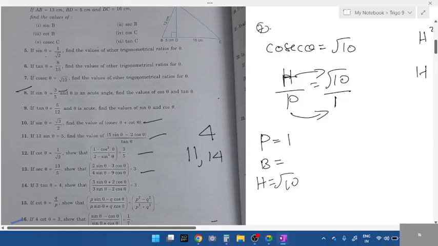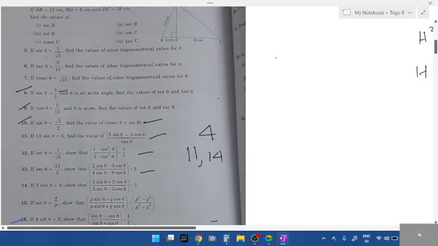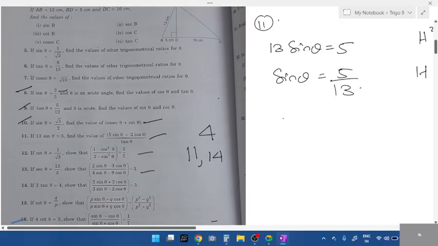Look at 8, 7, 8, 9, 10. Can you see? 11th one, I'll do it. See, in the previous questions, we didn't have any value before the sine formula. Now, in the 11th question, 13 sine theta is equal to 5. Before solving, we need to shift this 13 down. What do you get? 5 by 13. What is sine? Okay, perpendicular is 5. Hypotenuse is 13, base is missing. What is hypotenuse? Sorry, not 15, 13.